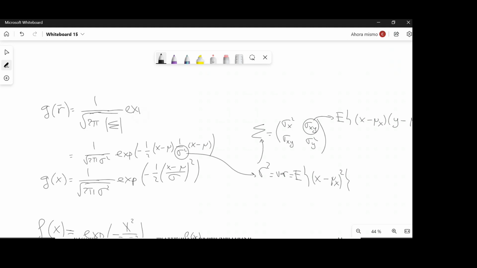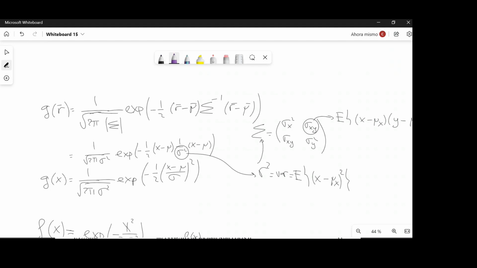Okay, now we continue. So minus a half, x minus mu. But now I have two variables, so I will have two means. So I will have the two variables minus the two means. So now the mean is also a vector. Now I have the inverse of the variance, but I can put the inverse of my matrix, and then I can put the same. So it is a relatively straightforward transformation. There is a drawback here.